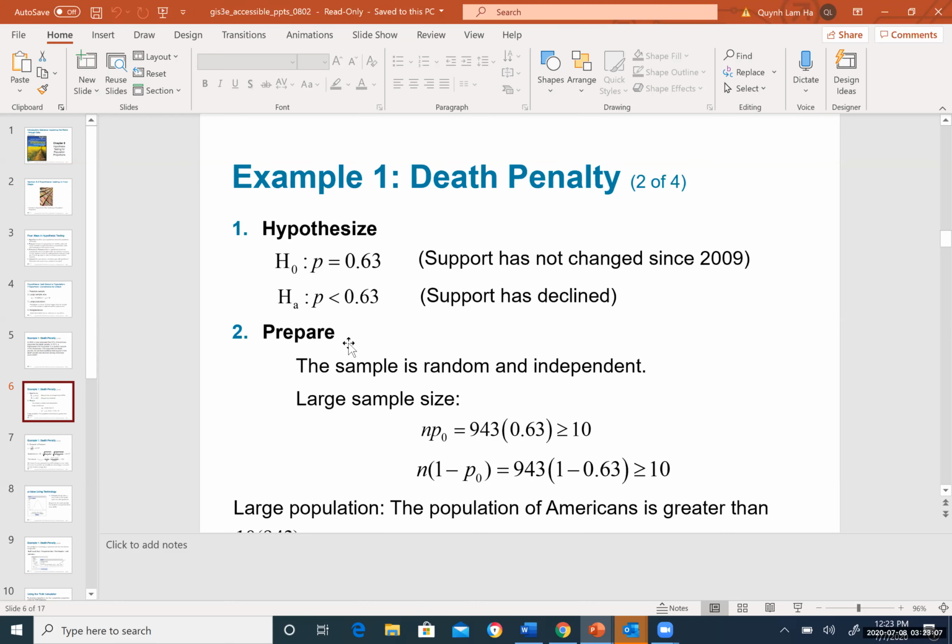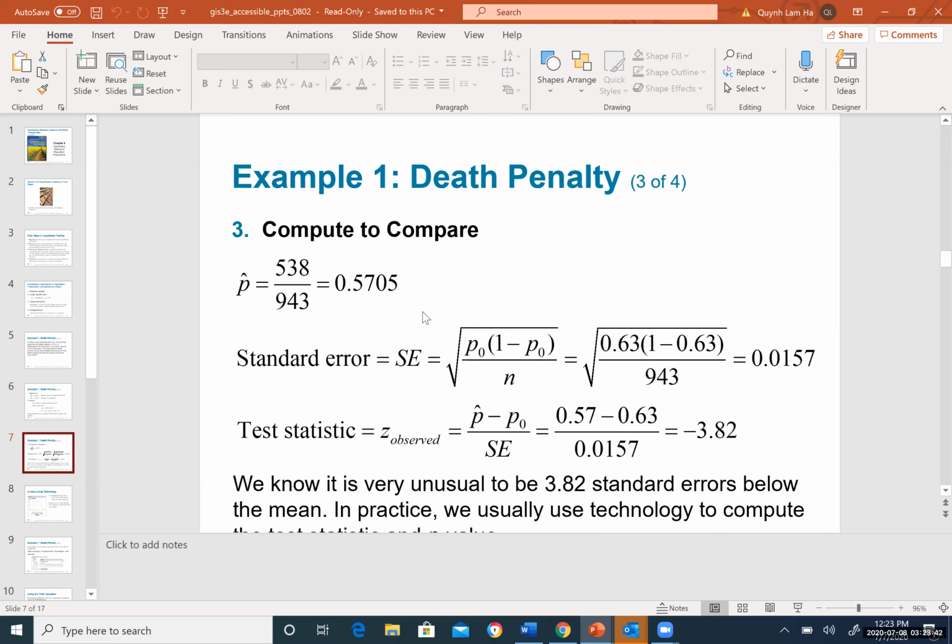Step 2, prepare, is the 4 conditions that I showed you on the previous slide. Personally, for every problem we give you, this prepare step is already satisfied. So I don't force you to write this step, but you are welcome to write it as extra. You still get full credit if you don't write this step. Then after step 1, you can jump to step 3.